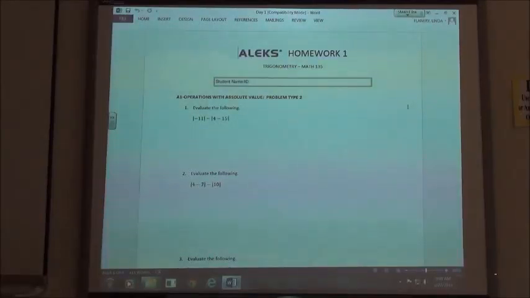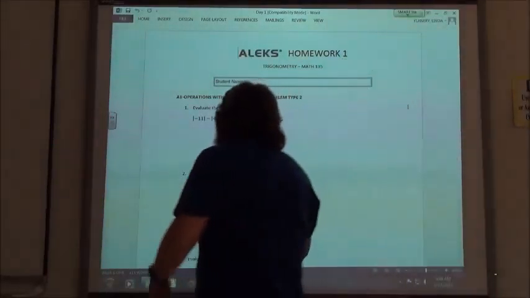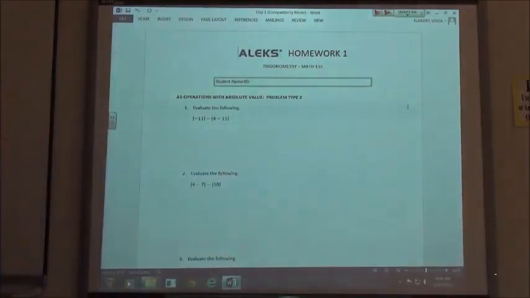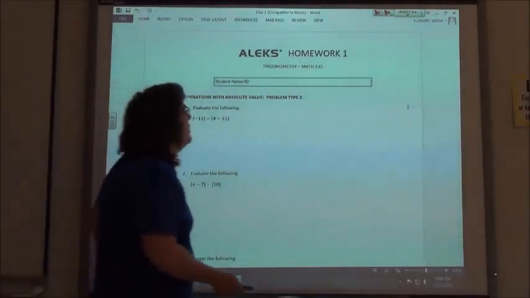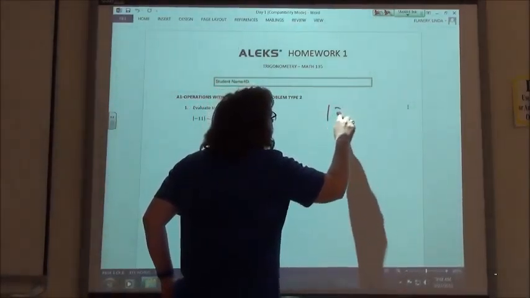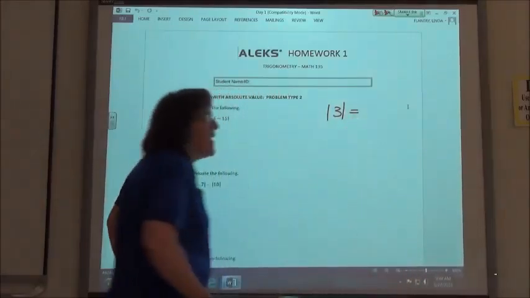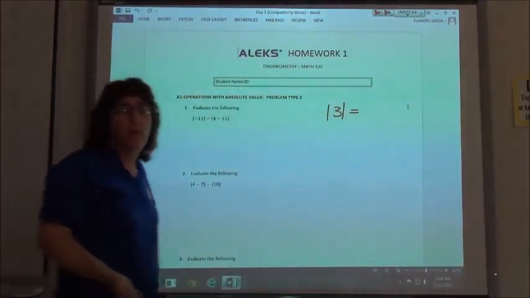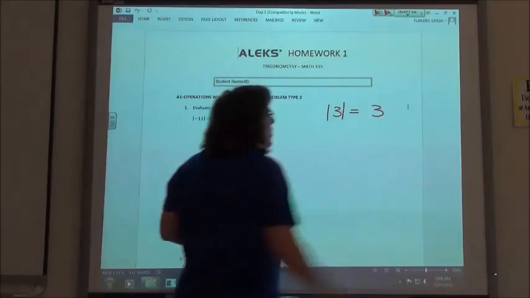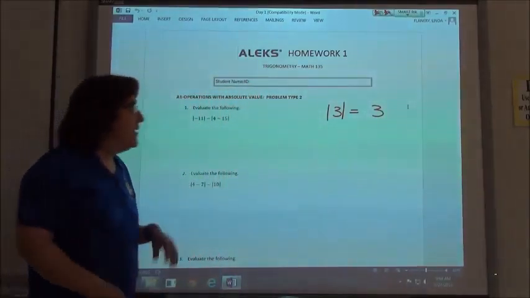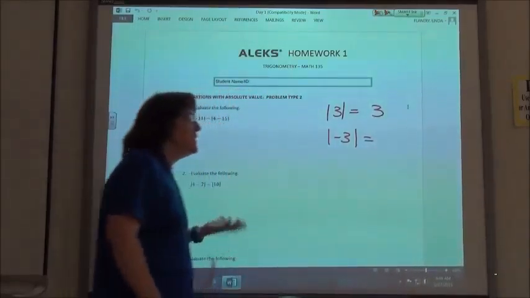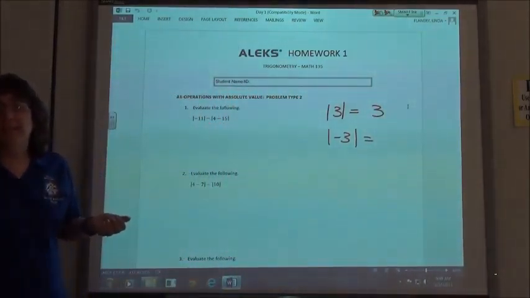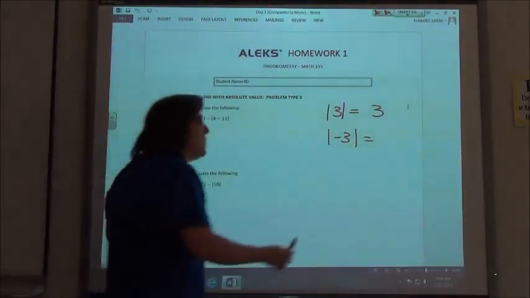All right, Trig homework day 1 starts off with evaluating operations with absolute values. Keep in mind that an absolute value is the distance from 0 on the number line, so the absolute value of 3 is saying how many places is 3 from 0 on the number line? Well, it's 3 places. And if I say what's the absolute value of negative 3, it's the same kind of thing. How many places is negative 3 from 0 on the number line?